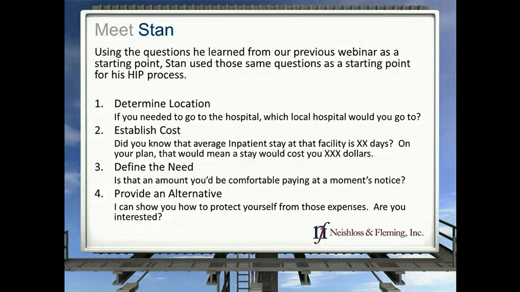And then he would define the projected amount of the hospital stay. We'll go through a scenario here in just a second. He'd then ask a question to define the need: is that an amount you'd be comfortable paying at a moment's notice? And lastly, he'd provide an alternative, letting them know, I can show you how to protect yourself from those expenses. Are you interested in seeing it?